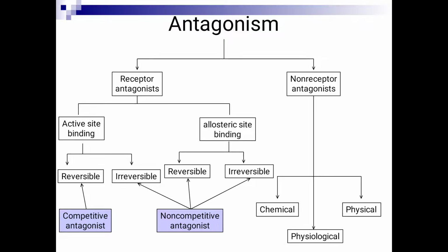Look again: non-receptor antagonist can be chemical, physiological and physical, and the receptor antagonist can be at the active binding site or allosteric site. At the active binding site it can be reversible or irreversible. At the allosteric site also it can be reversible or irreversible. Competitive antagonist is mainly reversible and only at the active binding site, and non-competitive antagonist is mainly reversible or irreversible and can bind to the allosteric site or to the active site. This is the receptor antagonist.